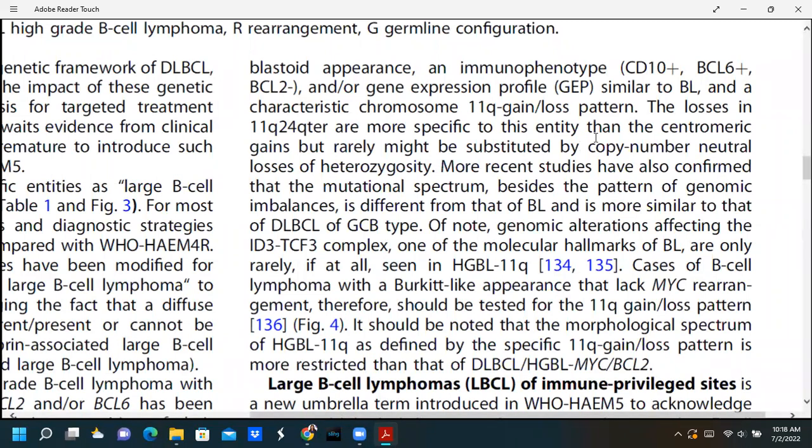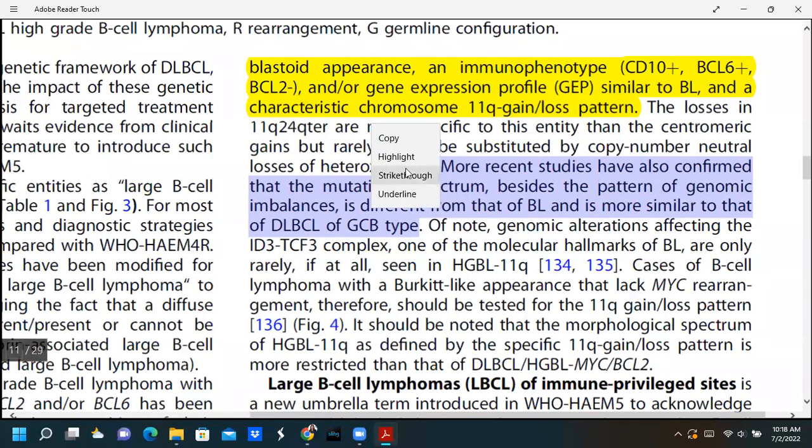So basically morphologic features of Burkitt, CD10 positive, BCL6 positive, BCL2 negative, and gene expression profiling similar to Burkitt's, with characteristic 11q gain or loss. The losses in 11q telomeric region are more specific to this entity than the centromeric gains, but rarely might be substituted by copy number neutral loss of heterozygosity. More recent studies have also confirmed that the mutational spectrum, besides the pattern of genomic imbalances, is different from Burkitt lymphoma and more similar to DLBCL of GCB type. That's why they have changed the nomenclature. So it makes more sense to not call it Burkitt-like.